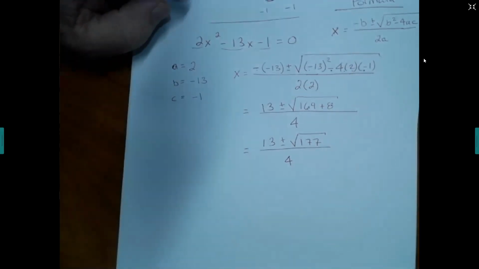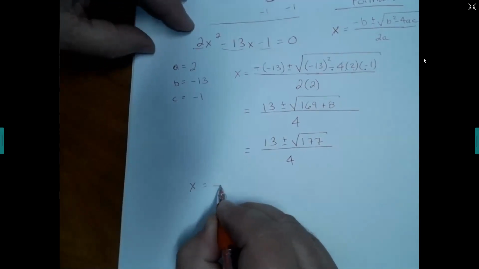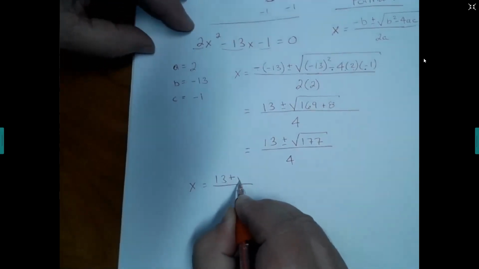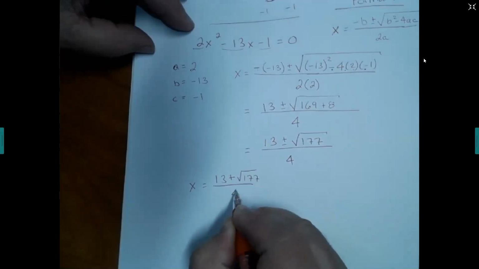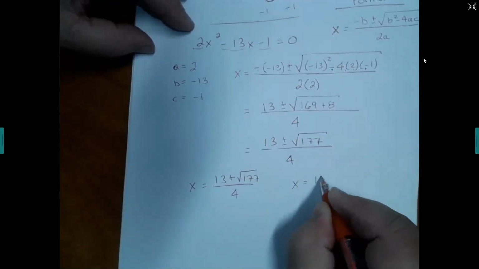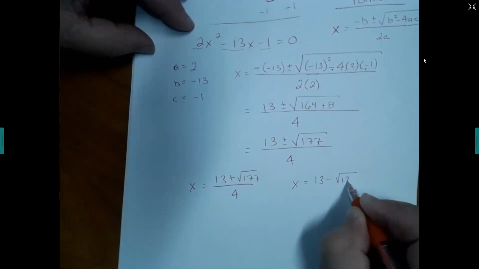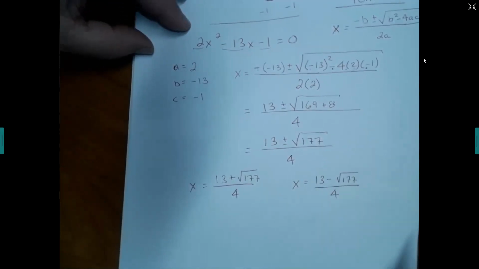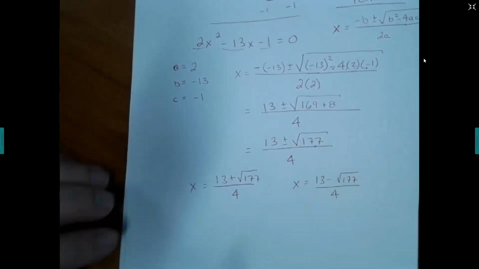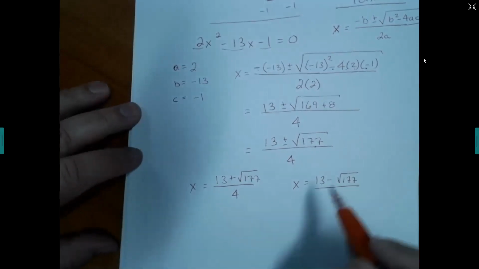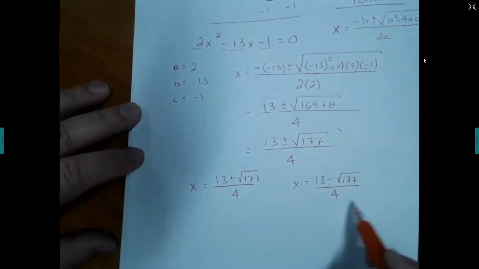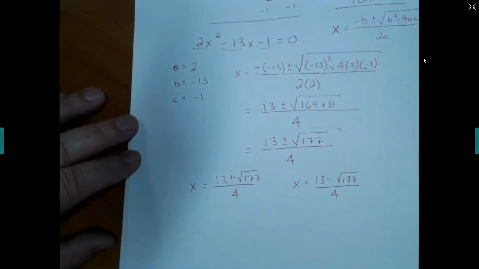We're going to have two answers. 13 plus radical 177 over 4, and 13 minus radical 177 over 4. Remember, can we simplify 177? Does that factor out into anything? No, it's a prime number. So you would type your answer either this way or with a comma with both of those.